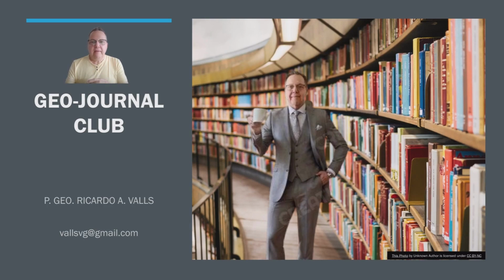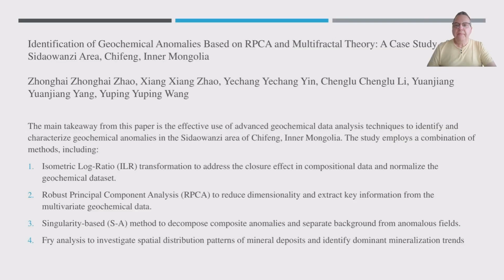So, in this first episode, I will explain a little bit how I do this, and we will be talking about this paper, the identification of geochemical anomalies based on RPCA and multifractal theory. It's a paper from Mongolia. Now, as you will see, each slide will treat a part or a subject of this paper.